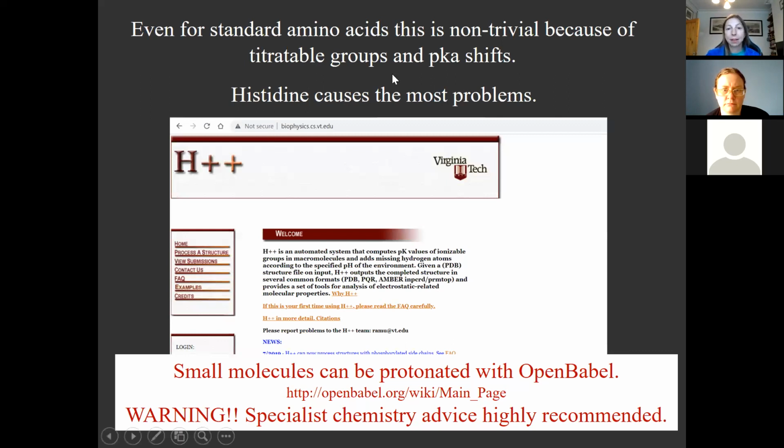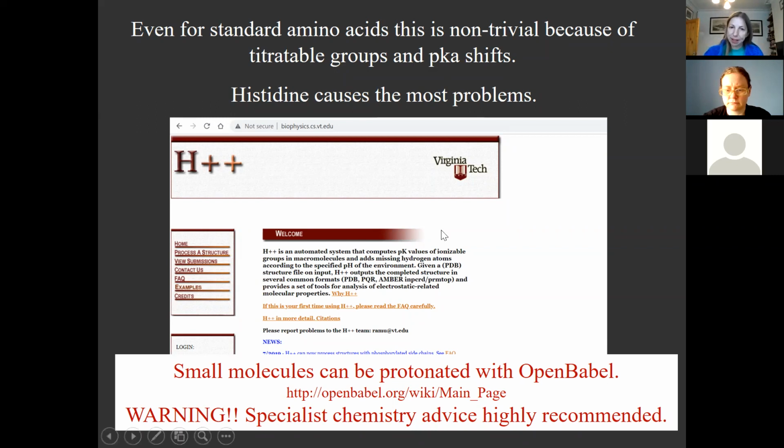So the amino acid that causes the most problems is histidine. The reason that histidine causes so many problems is because it has a pKa of about 7. So actually you don't really know what protonation state it should be in. And so certainly Amber, which I use, makes you make a decision so that it knows that you've actually thought about it and interacted with it. And we do this by changing the residue name to correspond to the correct protonation state for a particular histidine.